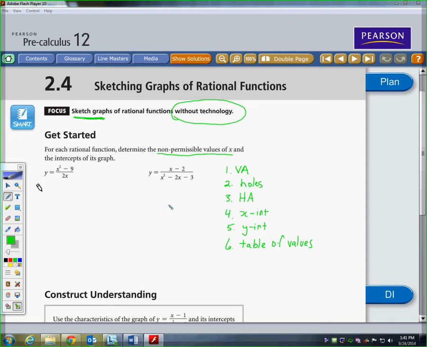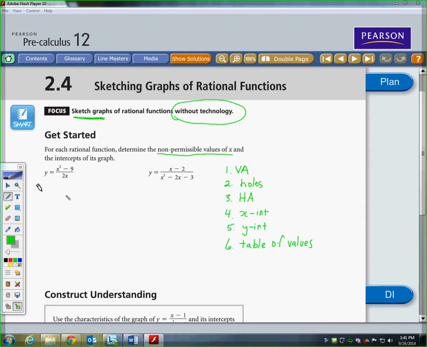Even though the getting started doesn't have you do all of these steps, because it doesn't say sketch the graph, it just says determine the non-permissible values of x and the intercepts, so really it's kind of doing 1 and 2 and then 4 and 5, we can just go ahead and consider the getting started as one of the examples. So let's try to graph this.